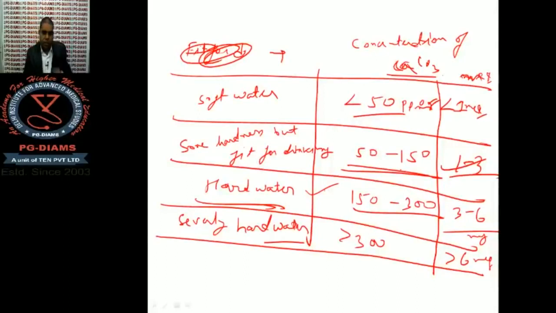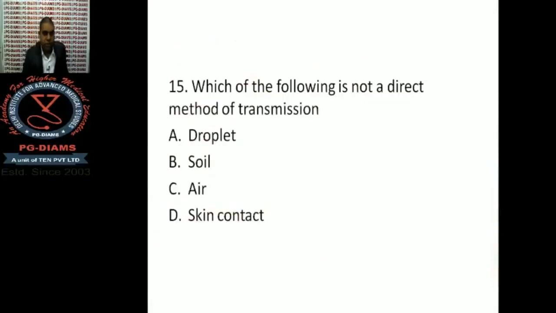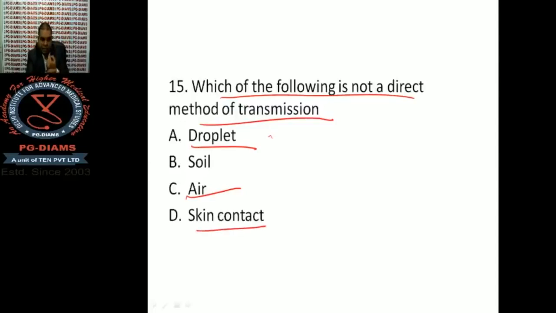Now moving on to the next question. Which of the following is not a direct mode of transmission? This was a simple question. In droplet infection we sneeze and the droplet directly reaches another person, so it's a direct method of transmission. In air, again we cough or sneeze and the molecule reaches another person, like in influenza. In skin contact again there is direct transmission. A direct method means no intermediate agent.